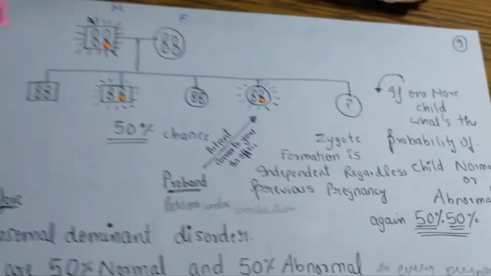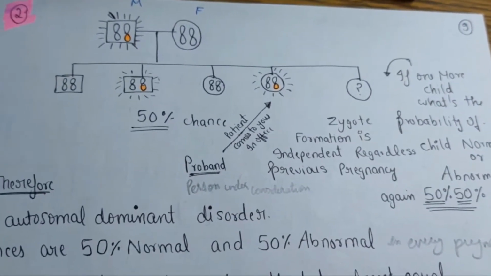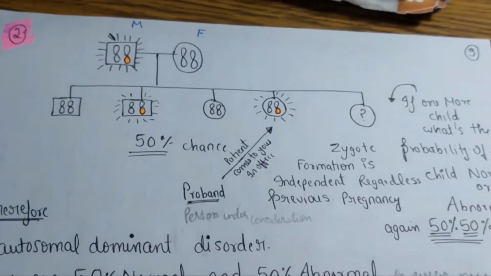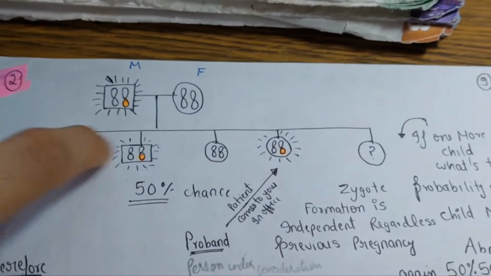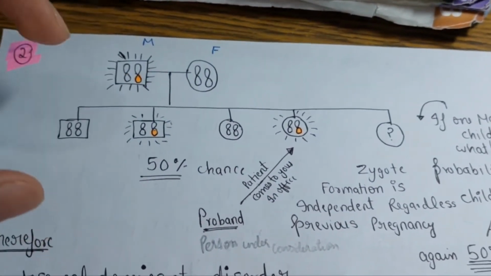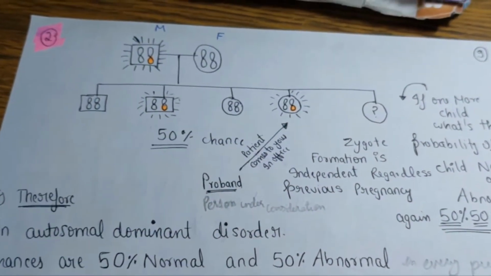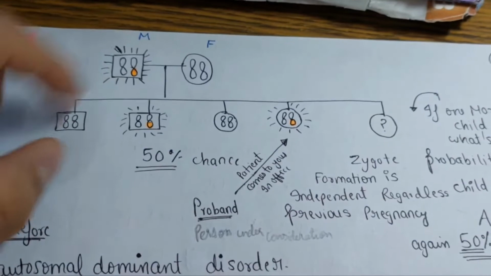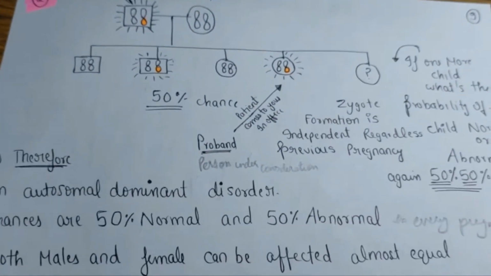So the answer is that the chance of that kid having the disease is also 50-50%, because the zygote formation is independent and is regardless of the previous pregnancy. Each pregnancy is an individual event, and the chance of having the disorder is 50-50% because the separate chromosomes can come, and it depends on whatever the kid gets in his genotype.